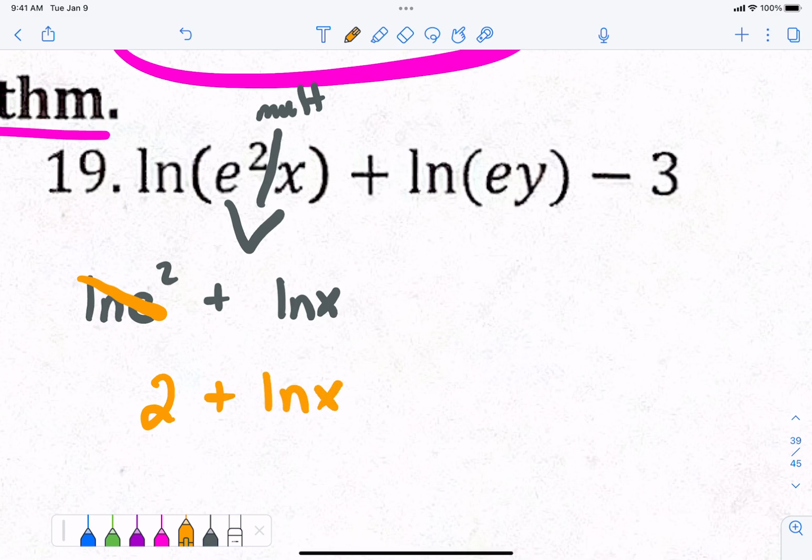The 2 goes out in front. The 2 basically comes down in front, and ln and e cancel out to be 1. So this is like 2 times 1, which is just 2, right? Ln and e cancel each other.